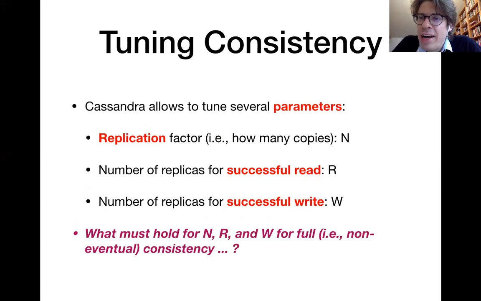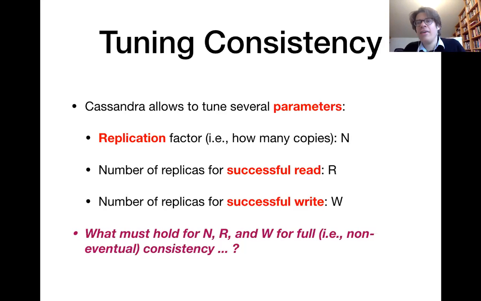Now, Cassandra allows you to tune consistency in various ways, actually. You can tune, for instance, the number of replicas that you create from each object, which, of course, the more copies you create, the safer you are against certain types of failures. You can also tune the number of replicas that need to be read for a read to be considered successful. And equally, you can tune the number of replicas that need to be written for a write to be successful.